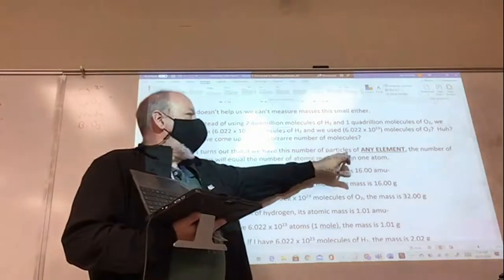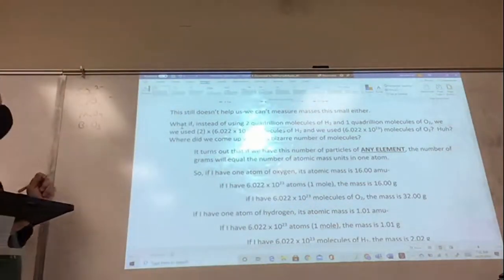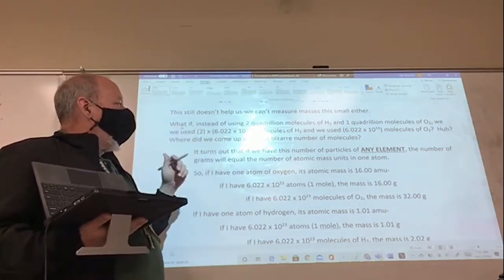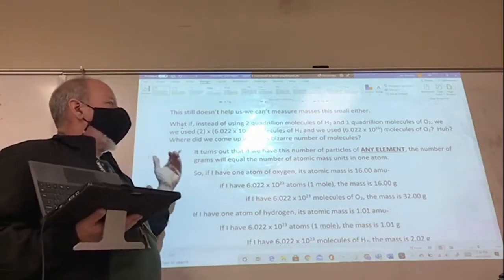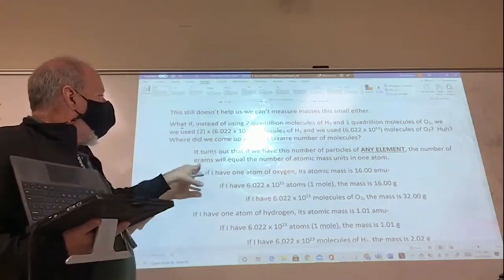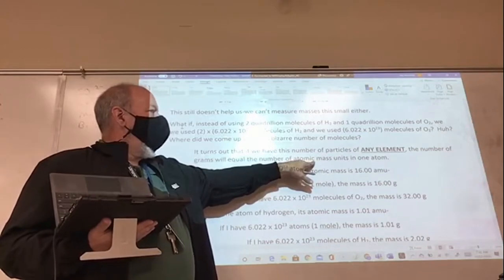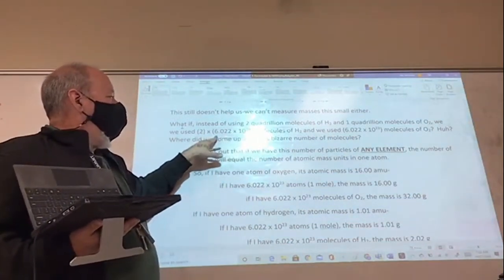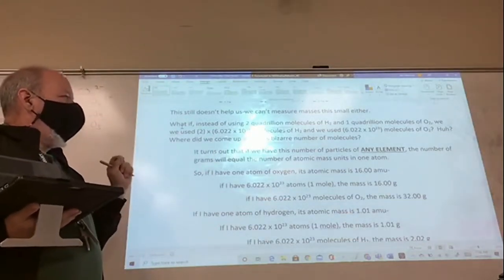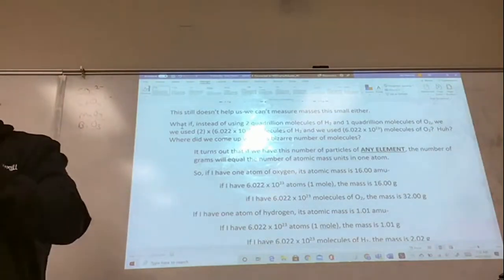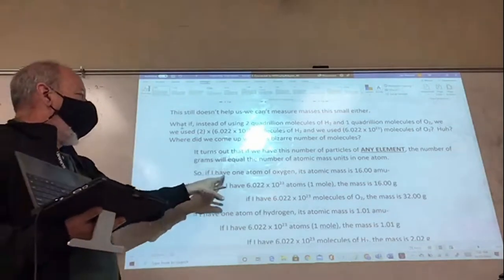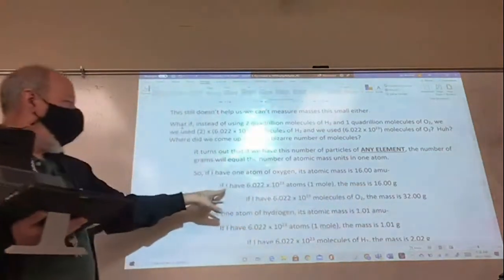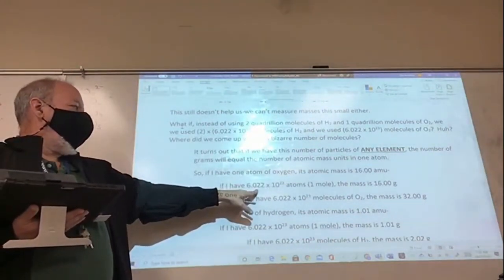It turns out that if we have this number of particles of any element, if I go to the periodic table and look at that element, let's say I go to lithium and I notice that it's got an atomic mass of 6.94 atomic mass units, then the number of grams equal to the atomic mass, 6.94 grams, would have this many particles in it. So if I go to any element on the periodic table and I look at its atomic mass, if I have 1 oxygen atom, its atomic mass is 16. If I say, well, what if I have 16 grams of that? I will have 6.022 times 10^23 atoms of that.